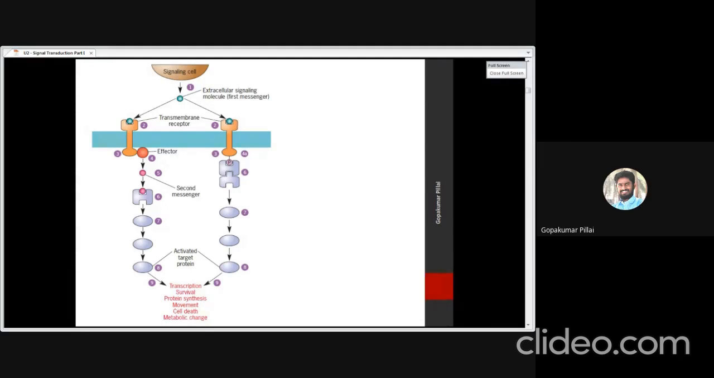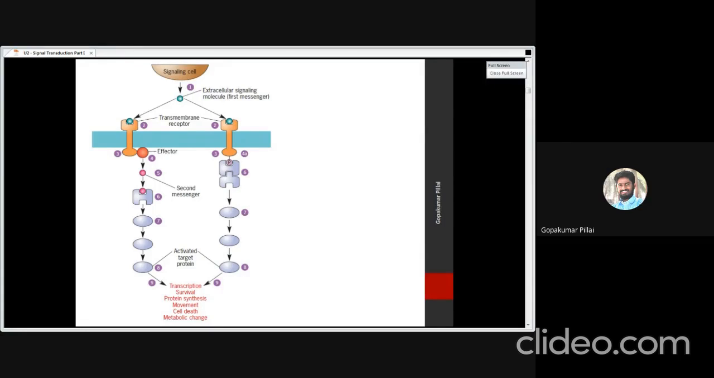Then IP3, inositol triphosphate, can act as a second messenger. Likewise, there are various kinds of second messengers available. We will discuss that in detail when we take up one example in the coming lectures. As of now, it is a generalized pathway. Please understand this pathway very well, because once you understand it, you can take up each example, like GPCR or receptor tyrosine kinase, and study that entire pathway easily.